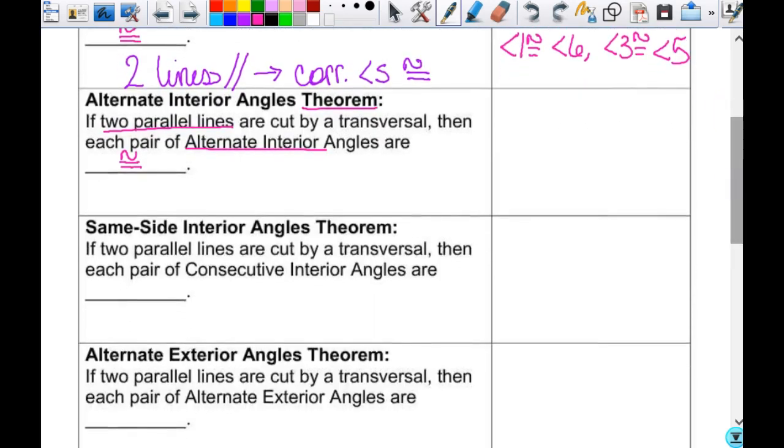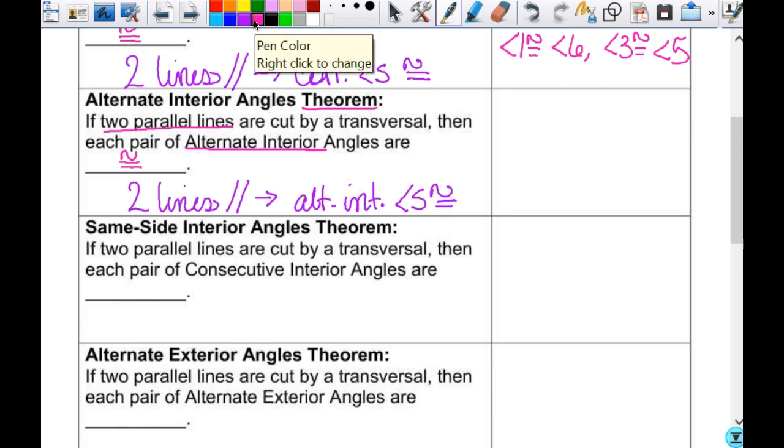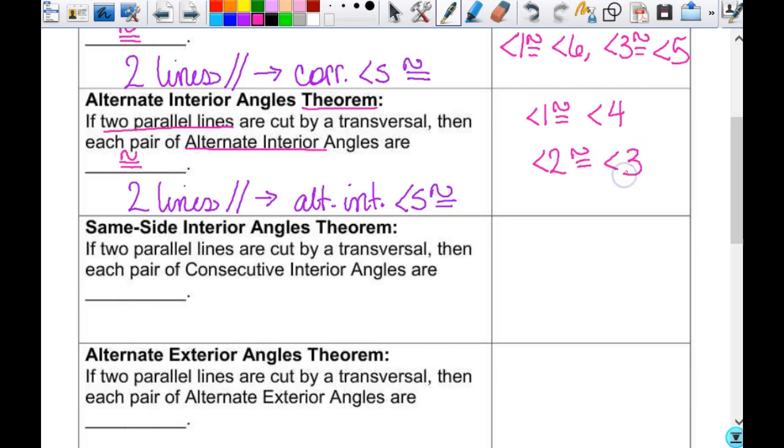So then to abbreviate that, we got to start again with 2 lines are parallel. Then alternate interior angles are congruent. So angle 1 is congruent to what? Angle 4. And then angle 2 is congruent to angle 3. Everybody okay with all that? So again, there's another theorem.